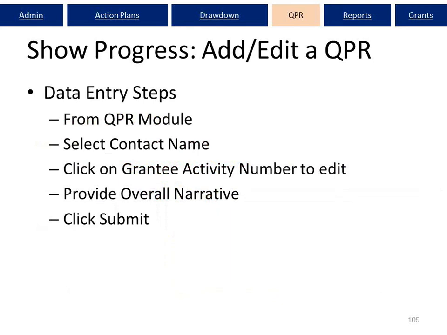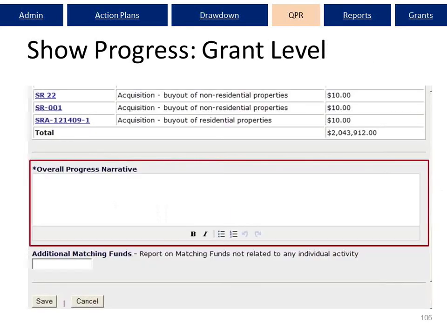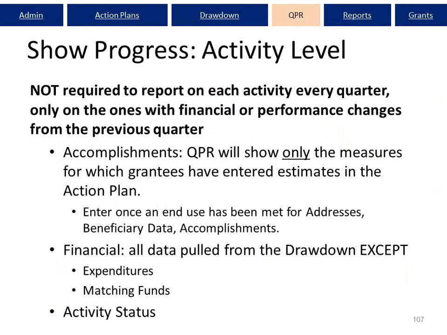So basically, you're going to add some overall progress narrative. On accomplishments, again, you've got the standard performance measures that you identified in your action plan. If there's any non-standard measures, feel free to use your progress narrative to type those in. We're not going to add non-standard activity measures. If something is something every grantee should be reporting, we'll certainly consider it.